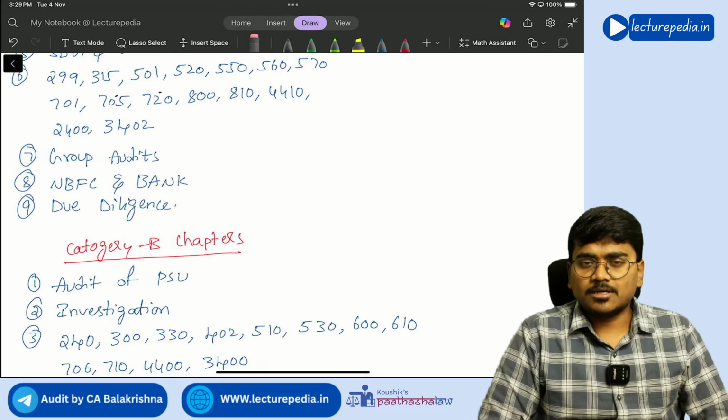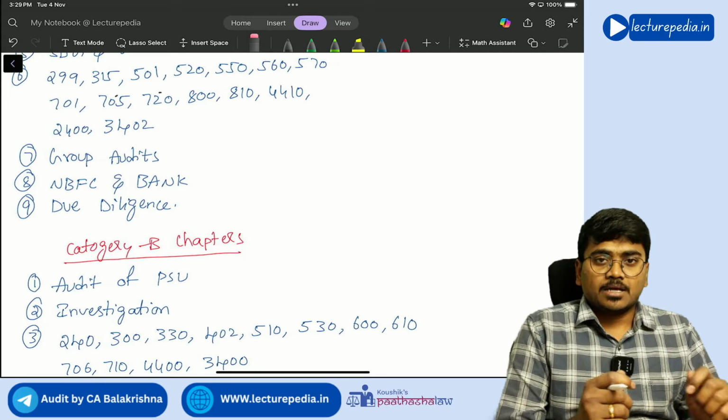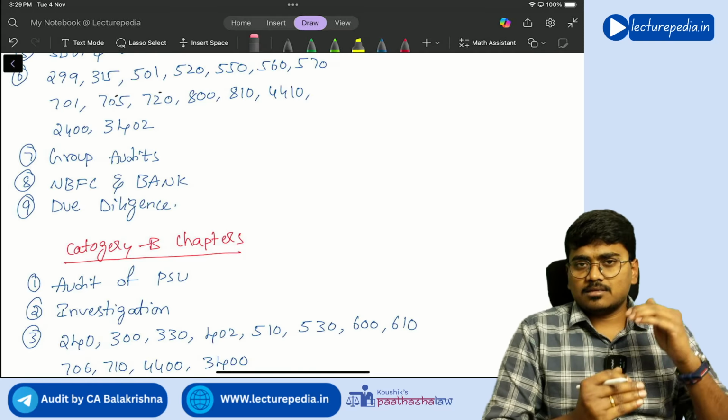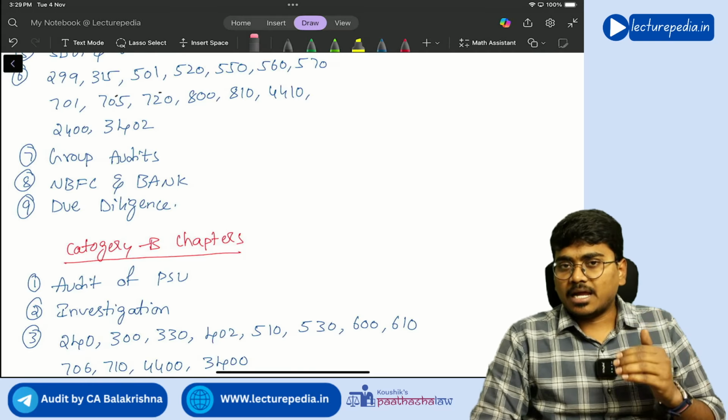So I guess you have come out of yesterday's results and you have started focusing on your preparation for the upcoming Jan 26 examination. Keeping in view the upcoming Jan 26 examinations, by analyzing all the past examination papers, I have categorized the chapters for CA final auditing into three categories: A, B, and C.